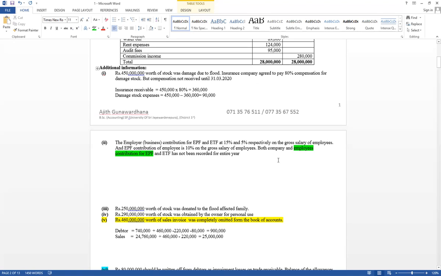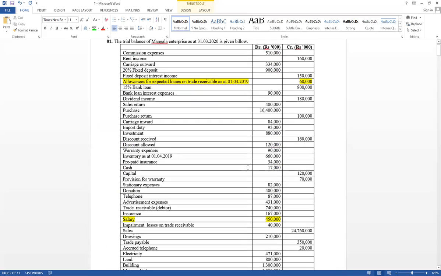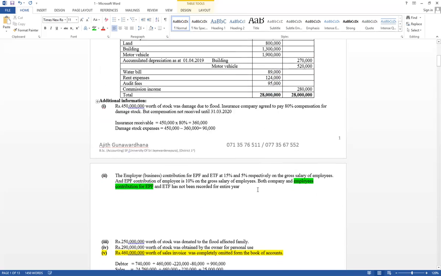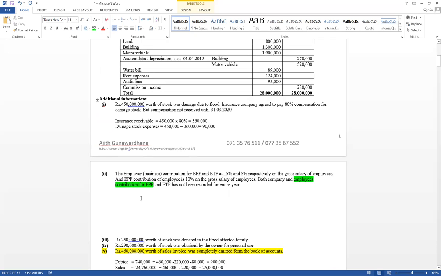Net. Therefore, gross salary should be calculated from the beginning. When the business calculates net salary, it means gross salary minus EPF employee 10% deducted from gross salary. From gross salary, 10% contribution of employee is deducted, and the balance part is paid in cash. That is net salary. Therefore, from the beginning, gross salary should be calculated.